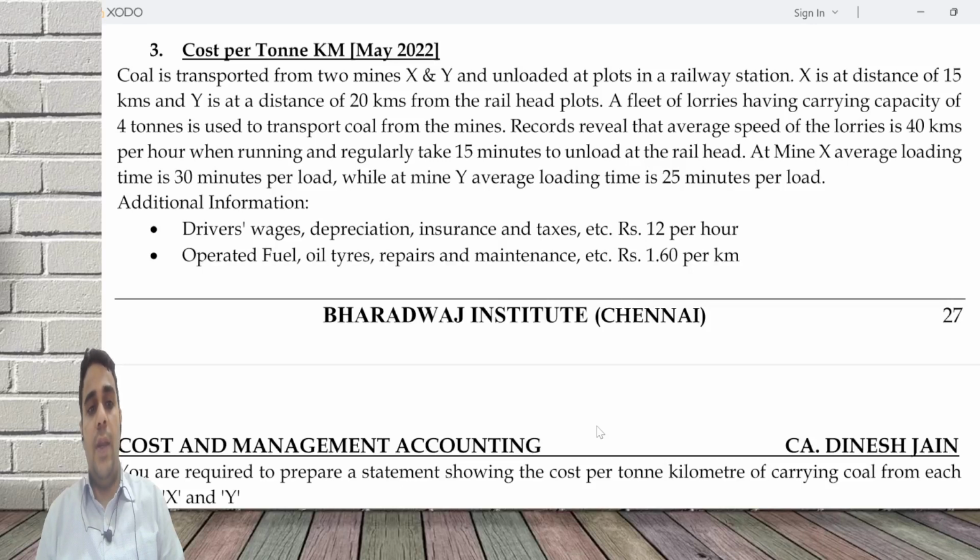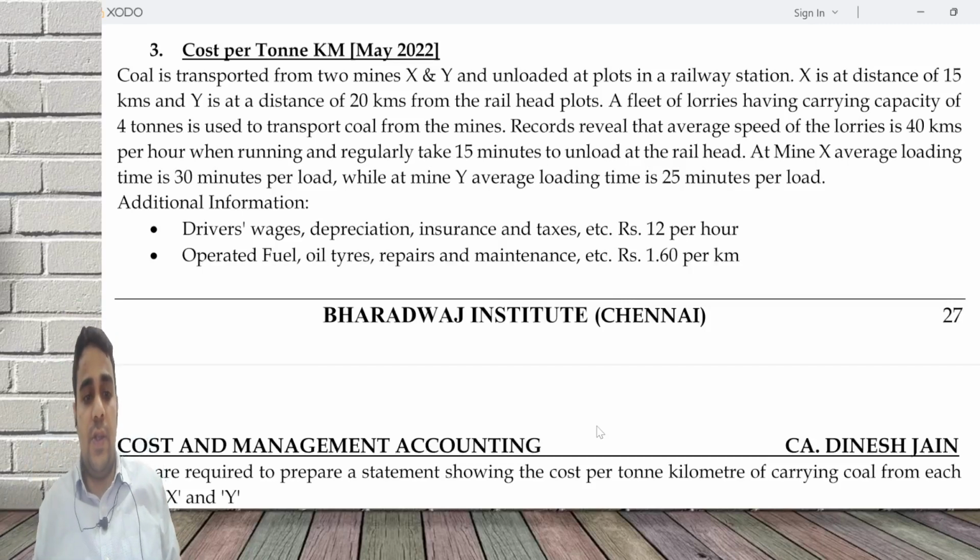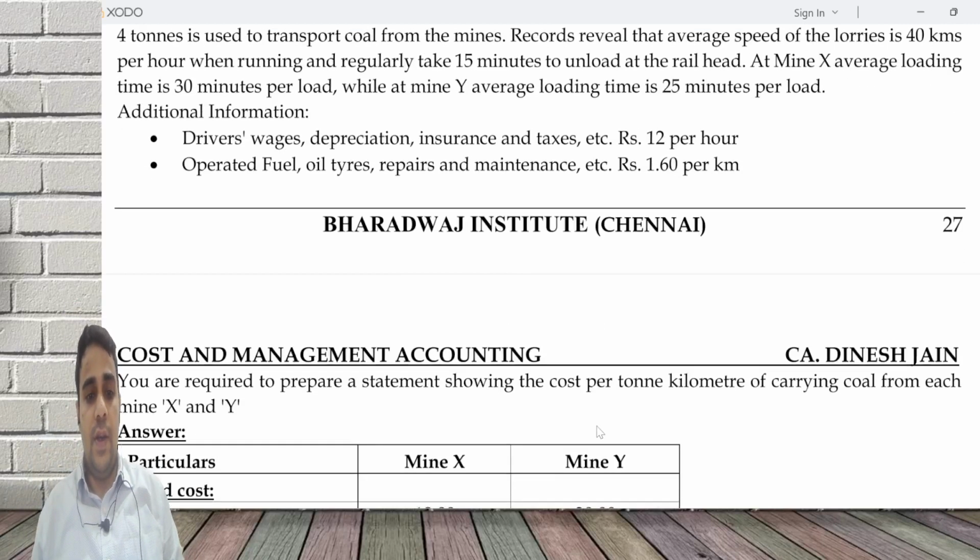At mine X, loading is 30 minutes. Mine Y, loading is 25 minutes. Other data, drivers' wages, depreciation, insurance, tax, fuel, all cost is given. You are required to calculate a statement showing the cost per ton kilometer of carrying coal from each mine X and Y. So we are required to calculate cost per ton kilometer.